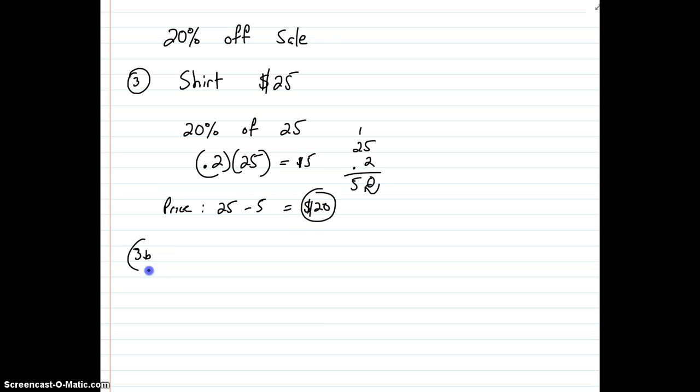So your B problem is going to be to find the price of a jacket if the price is $60, and you get 20% off that jacket.